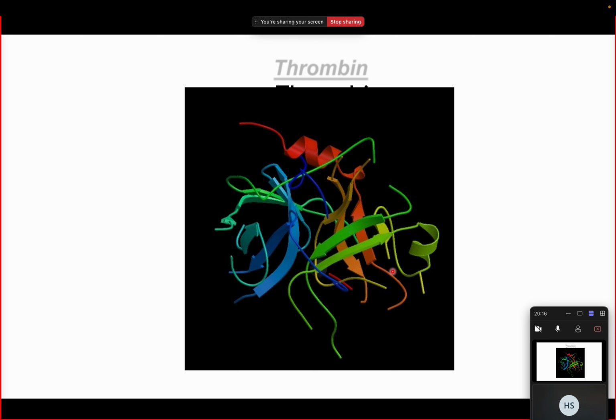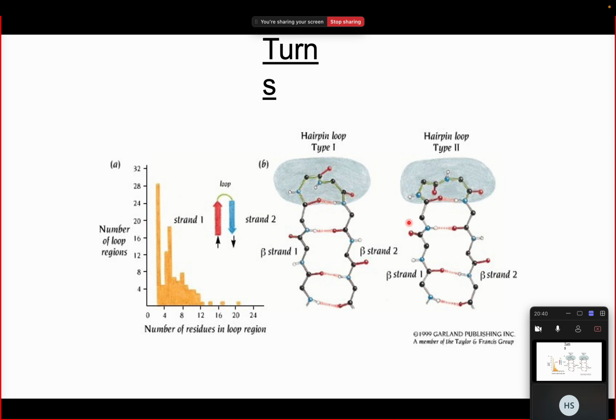So this is a type of protein called thrombin. All of you might have heard its name, and you can see it's a typical protein, right? You can see a helix here, one beta strand here, another beta strand here, another here, another here. So this is one beta sheet, this is another beta sheet, this is a helix. All these are connected via these loop regions. These are turns, which connect one secondary structure to another secondary structure.